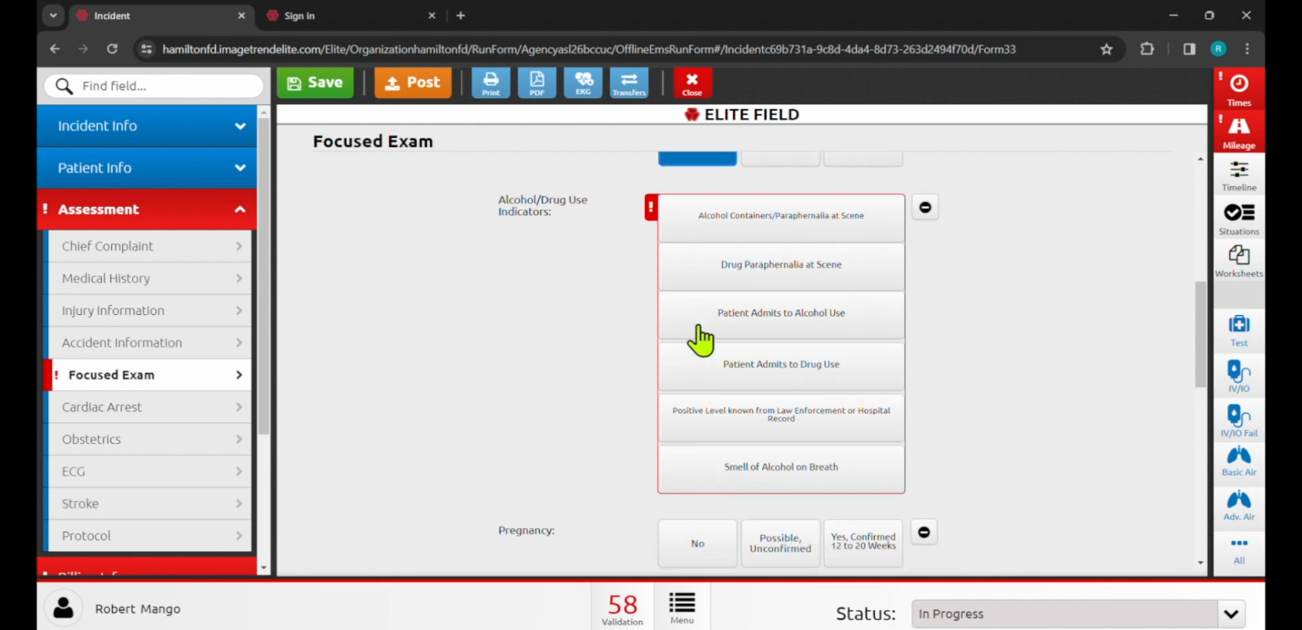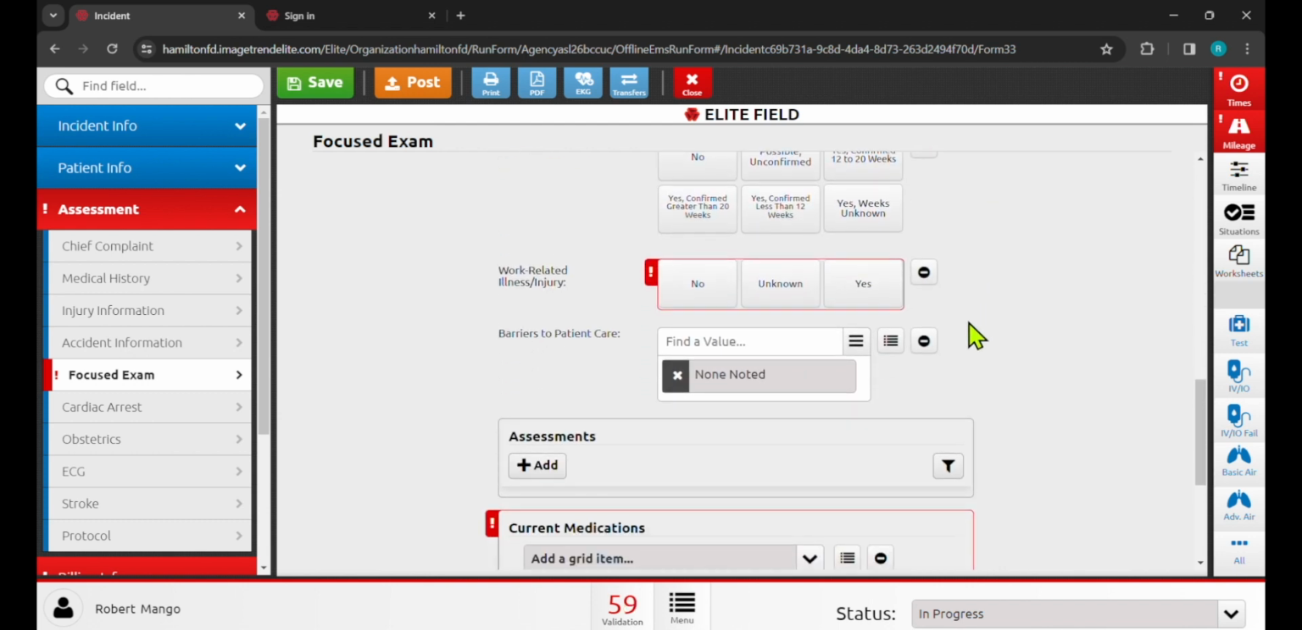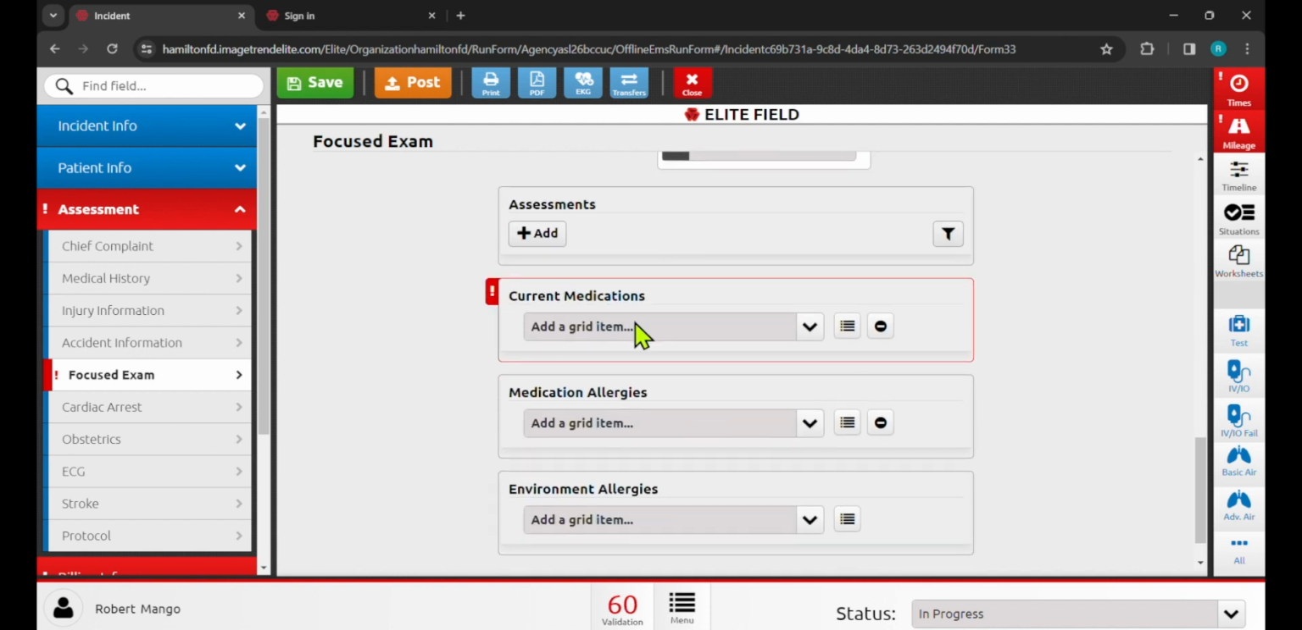And alcohol drug use indicators. Usually, for this, these are all positives in alcohol, or yes, they are drinking, they are doing drugs. Most of our patients are not. We just select not applicable, and it will take care of that. Work-related injury. Medications.